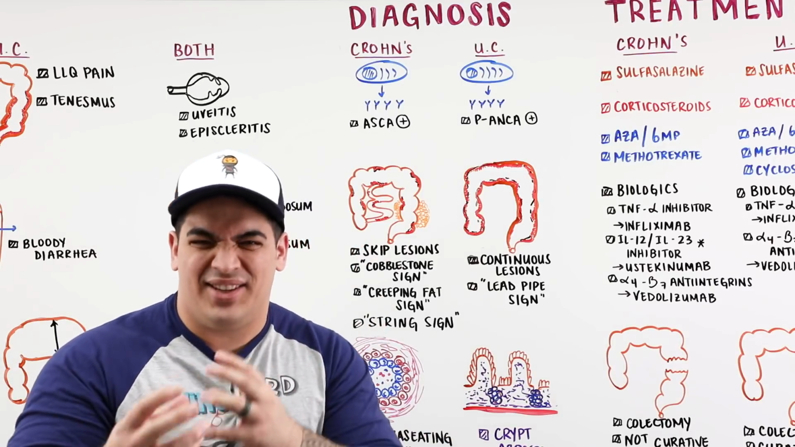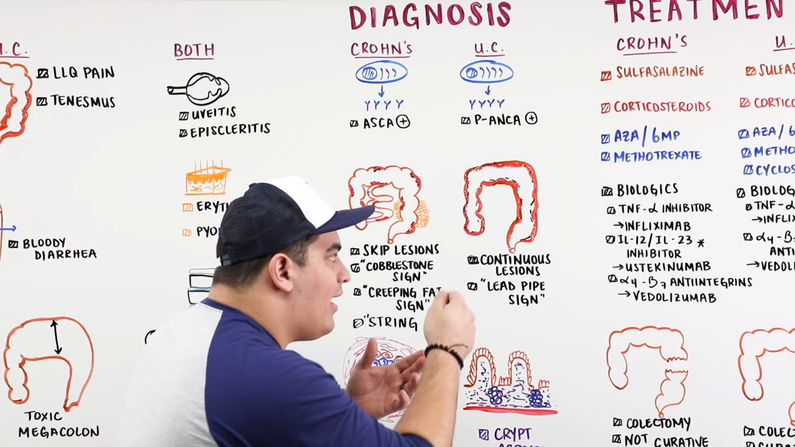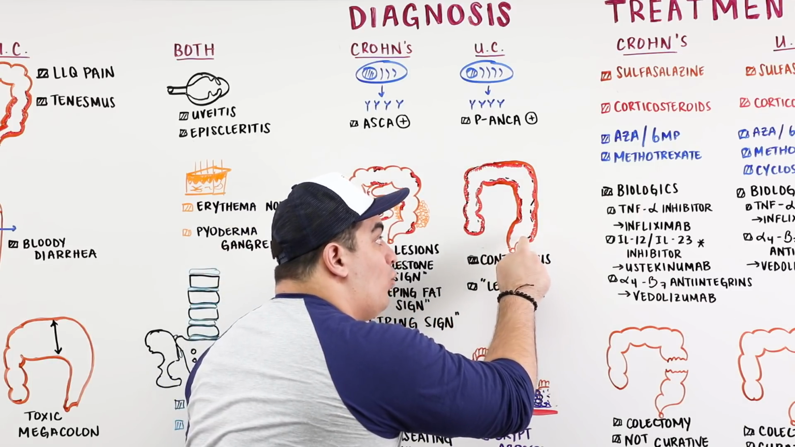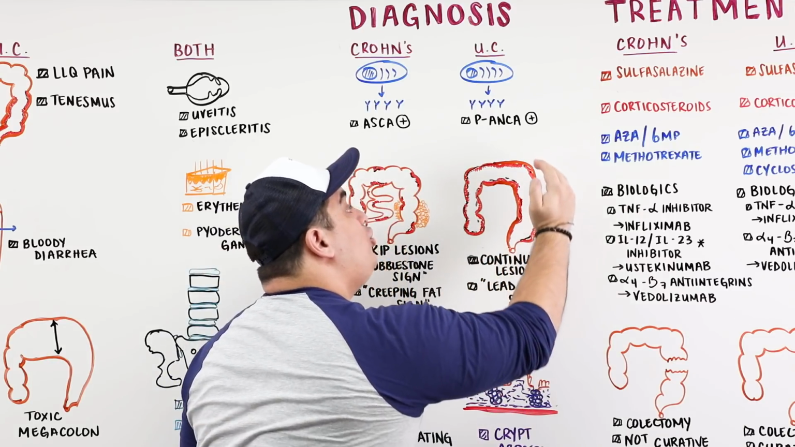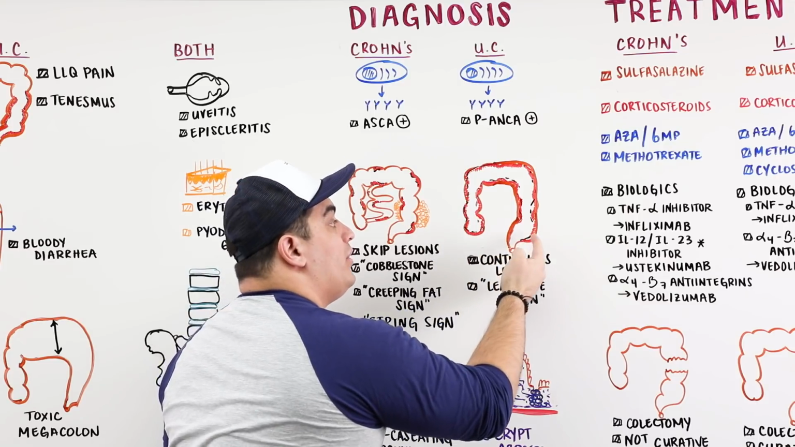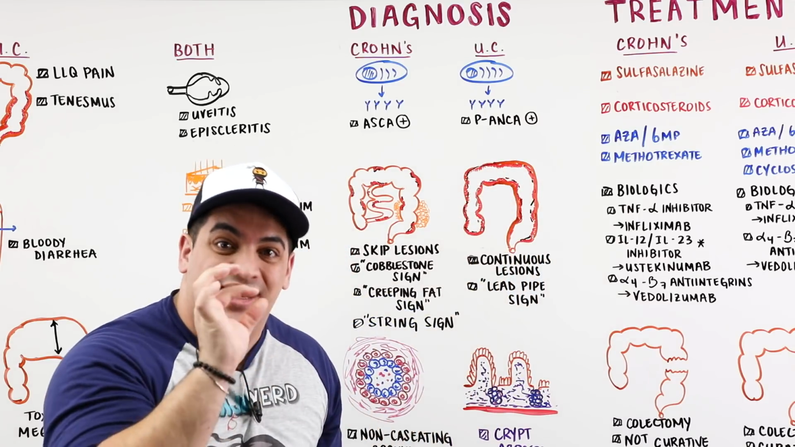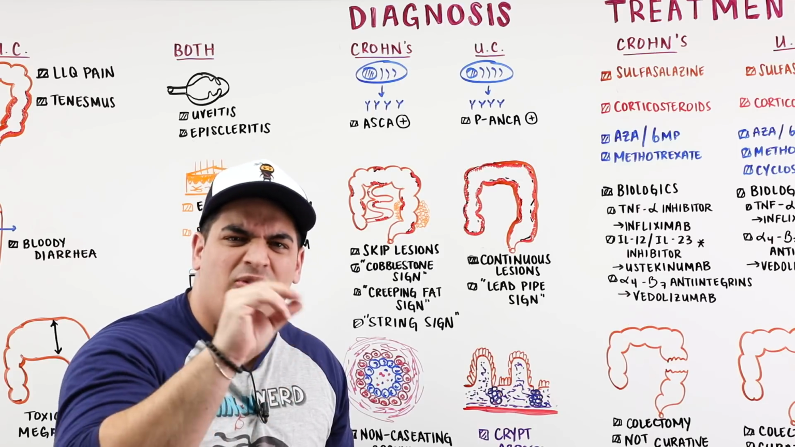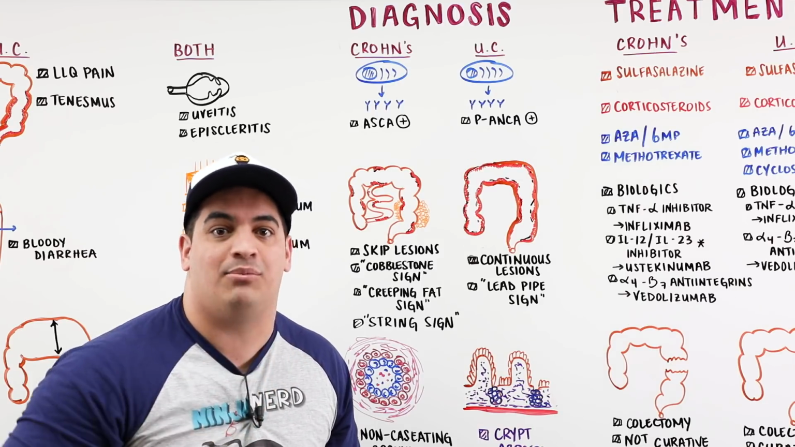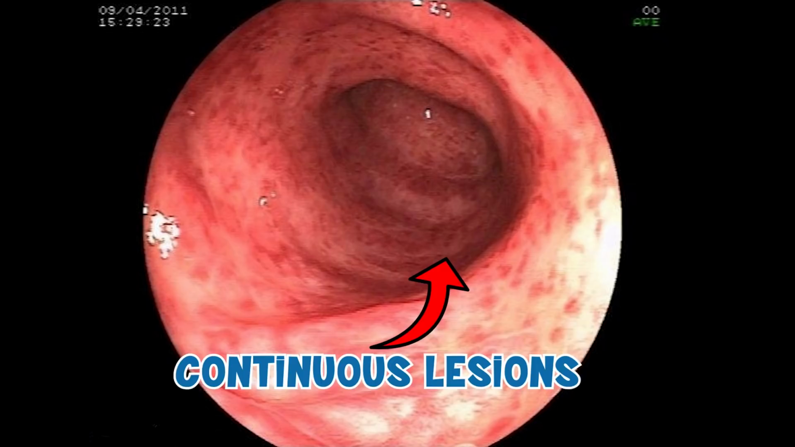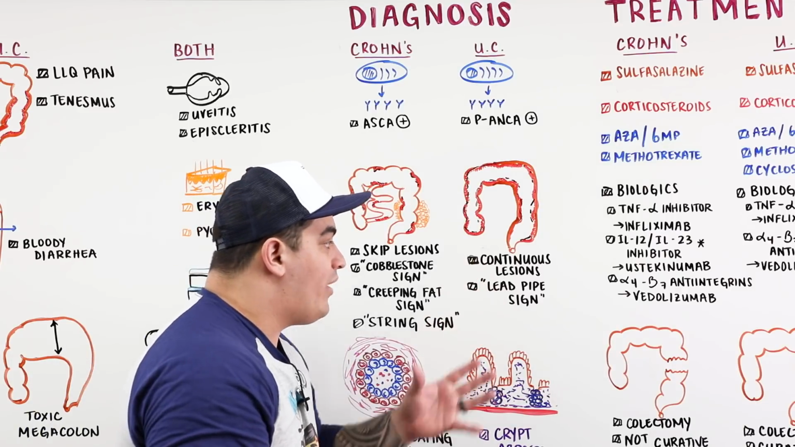Now for ulcerative colitis, it's actually a little bit easier. We can do a colonoscopy, and when we do a colonoscopy, we'll see lesions that usually involve the rectum and continue their way ascending through the sigmoid, through the descending, through the transverse, through the ascending colon. So these are continuous ulcerative lesions with friable, or easily bleeding, mucosa. That is the big thing. So you'll see continuous lesions. Now, that would be on the colonoscopy.